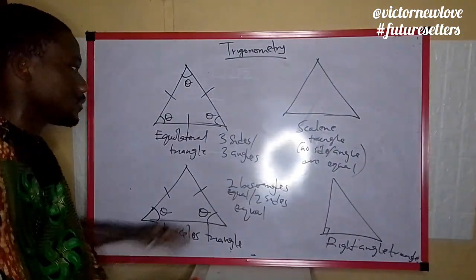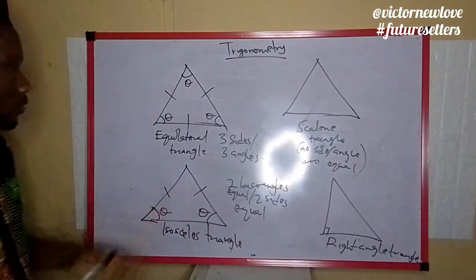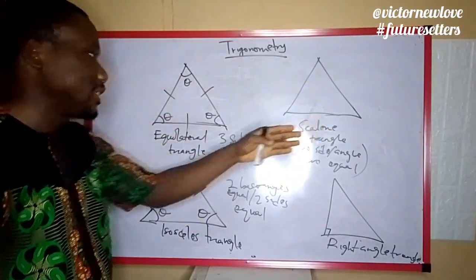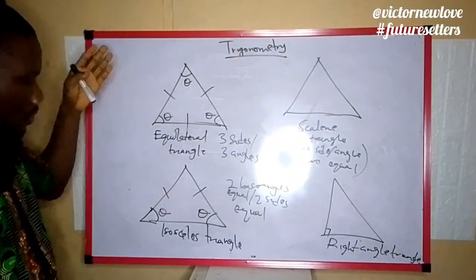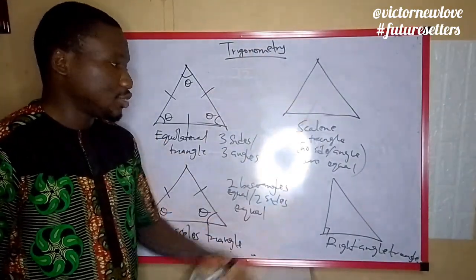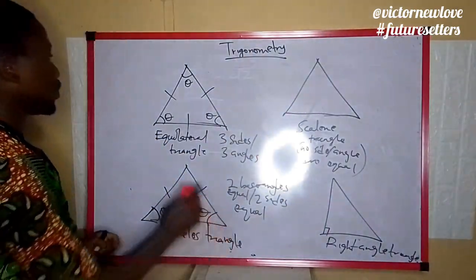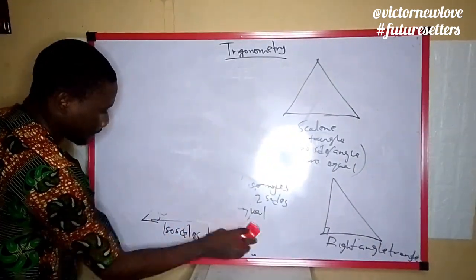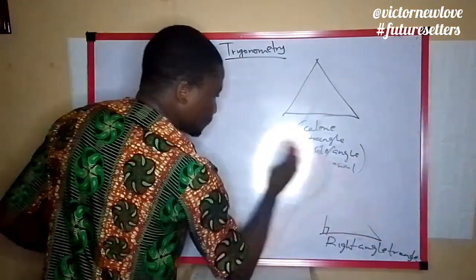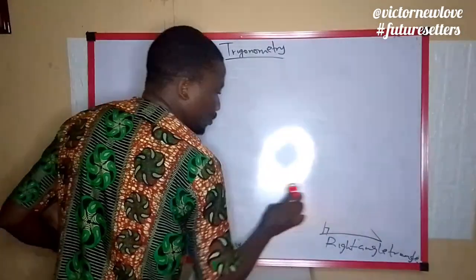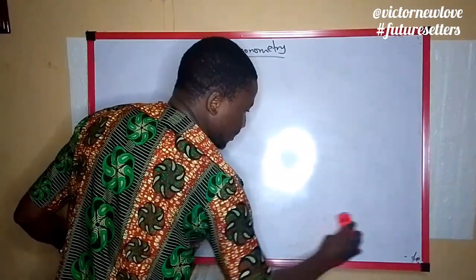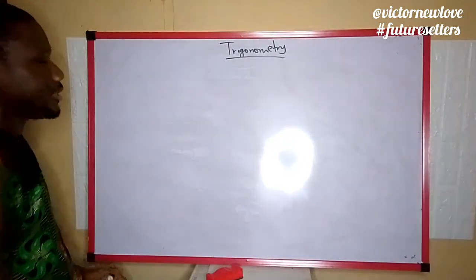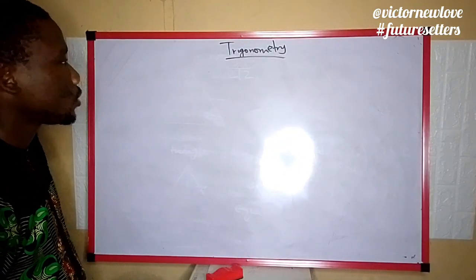So take note of these types of triangle. We have the equilateral triangle, the isosceles triangle, the scalene triangle, and the right angle triangle.